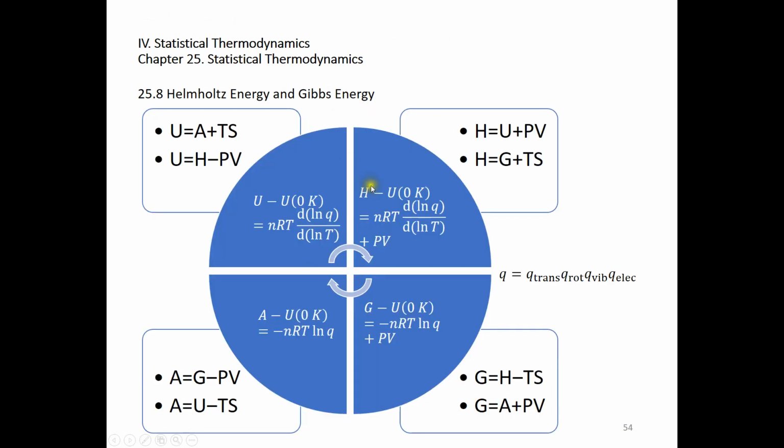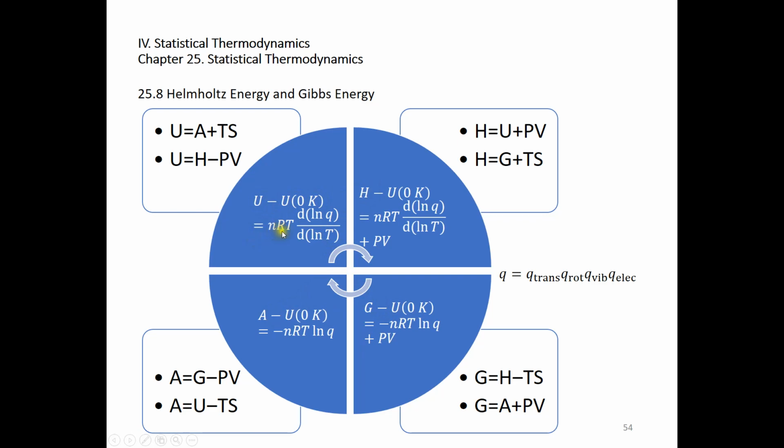Now get back to the wheel of thermodynamics. U is A plus TS, A is H minus PV, H is U plus PV, H is G plus TS, G is H minus TS, G is A plus PV, A is G minus PV, A is U minus TS. And also we can have expressions of U, H, A, and G relative to the 0K internal energy.